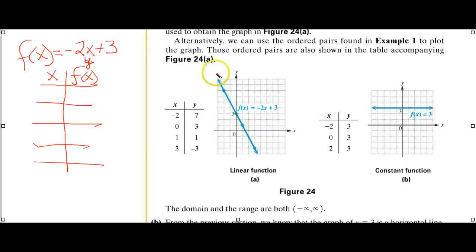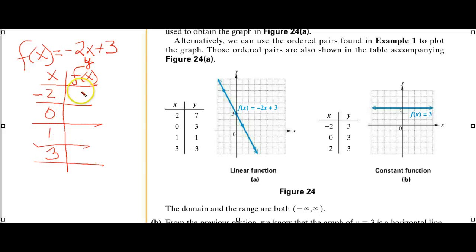Now another general way of plotting this, instead of using the slope-intercept, the y-intercept, and the slope, we could put a t-chart where we put various values in there.